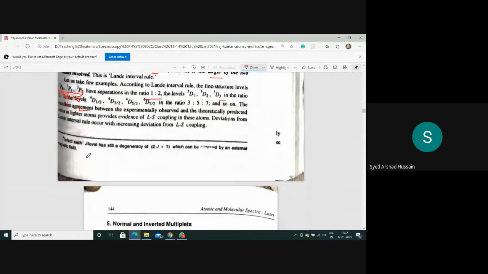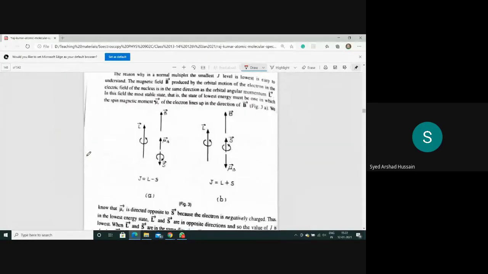In this system, this is 2:3. Similarly, for other complex systems also, you can have an idea.